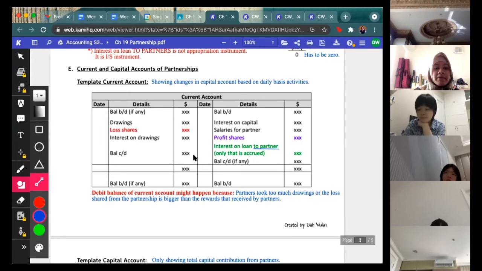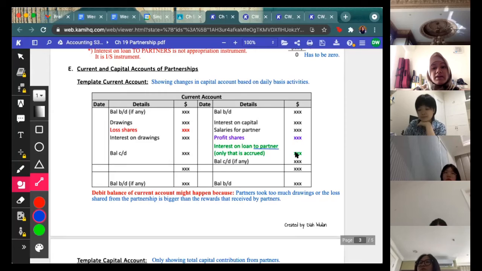Okay, continue. After you put this interest on loan to partners, if any, and also if it is accrued. If it is directly paid, which is not accrued, it means there's no liability appearing. If no liability appears, you do not write it down here. Only if it is accrued.